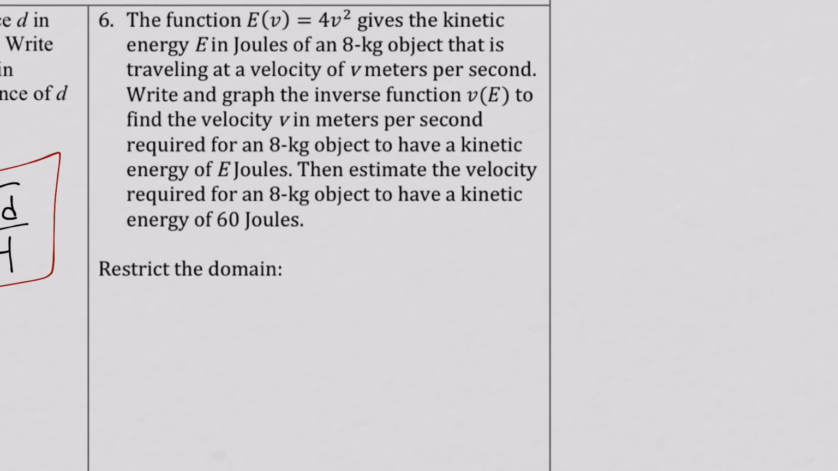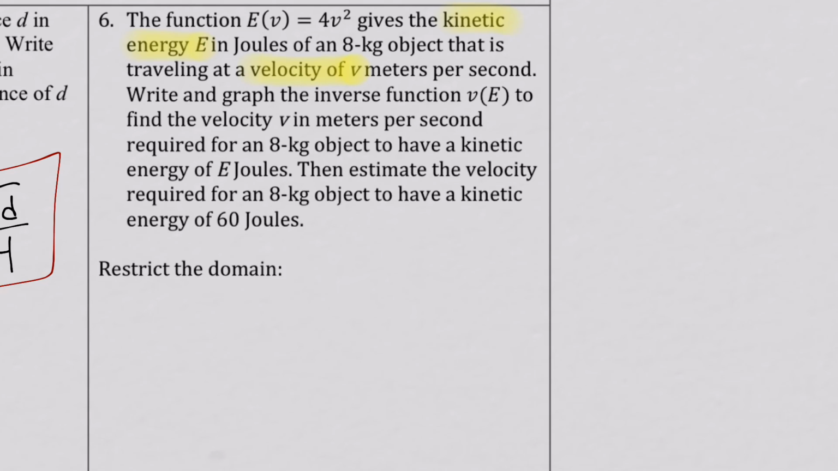Okay, let's move on to number 6. It says the function E of V equals 4V squared gives the kinetic energy E, in joules, of an 8 kilogram object that is traveling at a velocity of V meters per second. So E stands for kinetic energy. I'm going to highlight that part. V stands for velocity. E is kinetic energy, V stands for velocity.